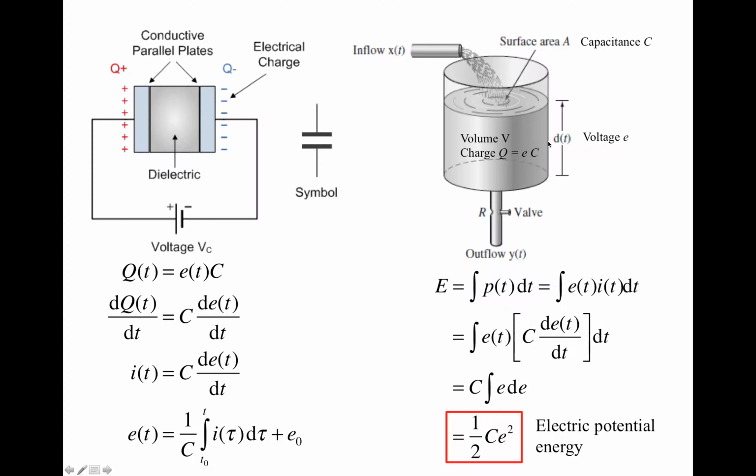Right? And then the capacitance C is just like the cross-sectional area of this particular cylindrical water tank. So the total volume of water in the tank, V, equals the cross-sectional area multiplying the height of the water column. And then the total electric charge in the capacitor, Q, right, equals the capacitance, C, multiplying the voltage, E. Right?